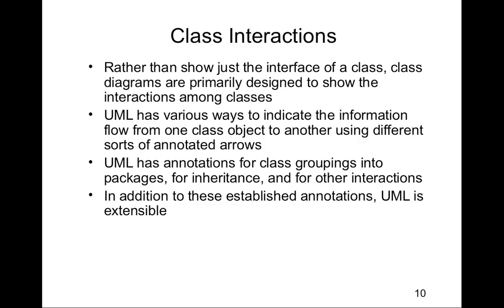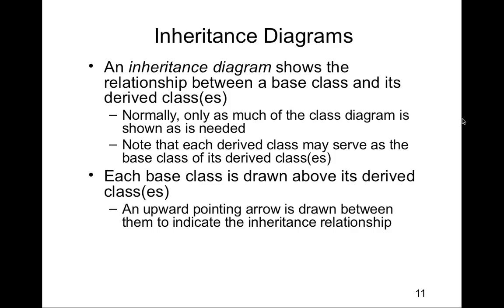In other languages we call them methods or functions, but it's kind of the same concept. So it's just different terminology. UML has various ways to indicate the information flow from one class to another using different types of notations and arrows. It has annotations for class groupings into packages, for inheritance, and for other interactions as well. In addition to establishing the annotations, UML is also extendable. So we can add new symbols to it and modify the diagrams for the language that we're using to indicate certain things about the implementation that may not necessarily be obvious.